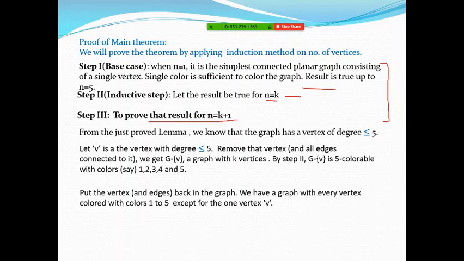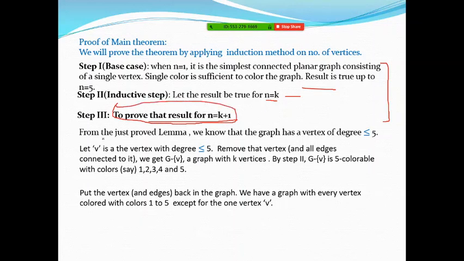That means up to n equal to k. K is any number, so up to this number, we don't face any problem in coloring the graph. Then its chromatic number is 5. Now the next step is to prove the result for n equal to k plus 1.